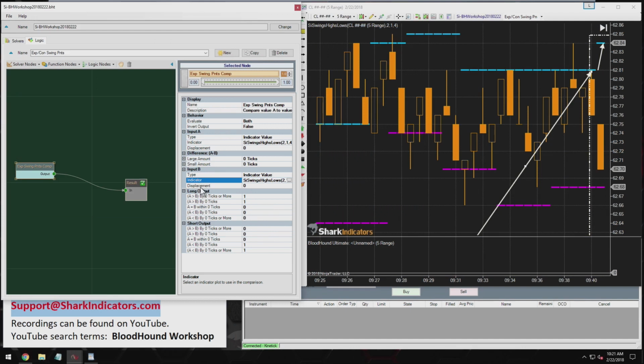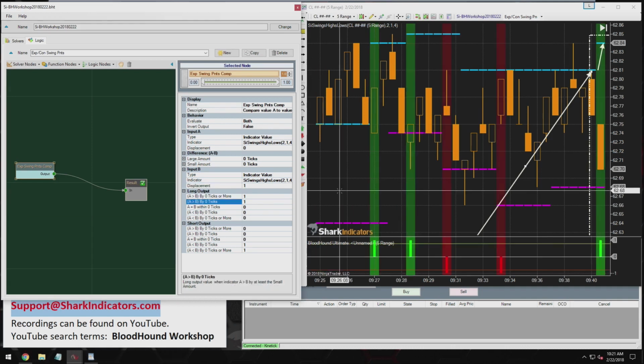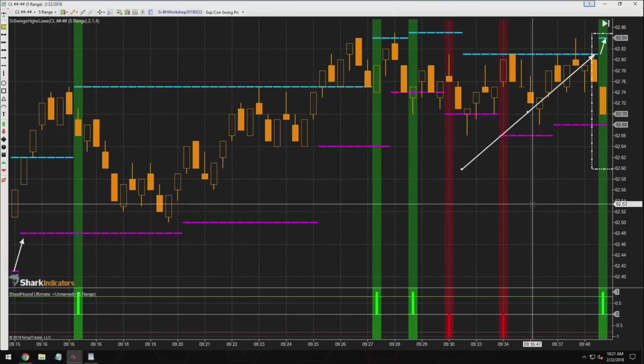Now we want it to be one bar back. So how do we do that? Well, that's what NinjaTrader's displacement function does for us. So we're going to put a 1 in there for one bar back. Okay, now if you'll notice, we start to see some results here. Let's take a look here.